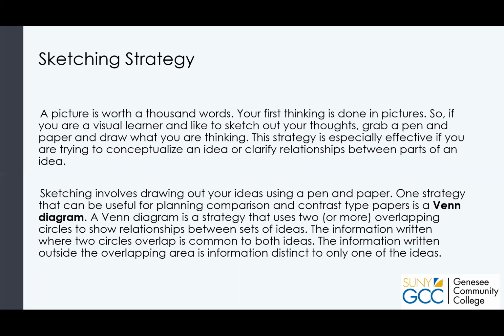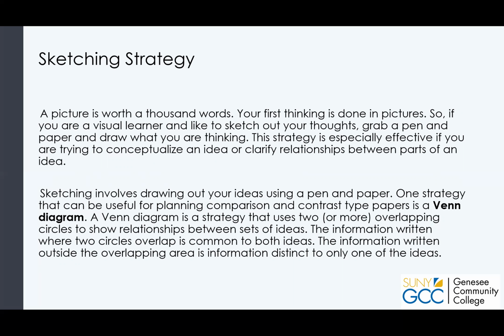Sketching involves drawing out your ideas using a writing utensil and paper. One common strategy that is useful for planning comparison and contrasts in a visual manner is a Venn diagram. A Venn diagram is a strategy that uses 2 or more overlapping circles to show relationships between sets of ideas. The information written where 2 circles overlap is common to both sides. The information written outside the overlapping area is information distinct to only one of the ideas.